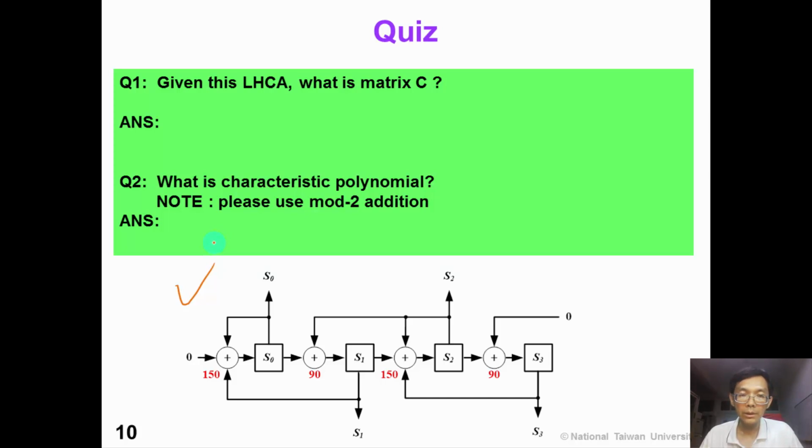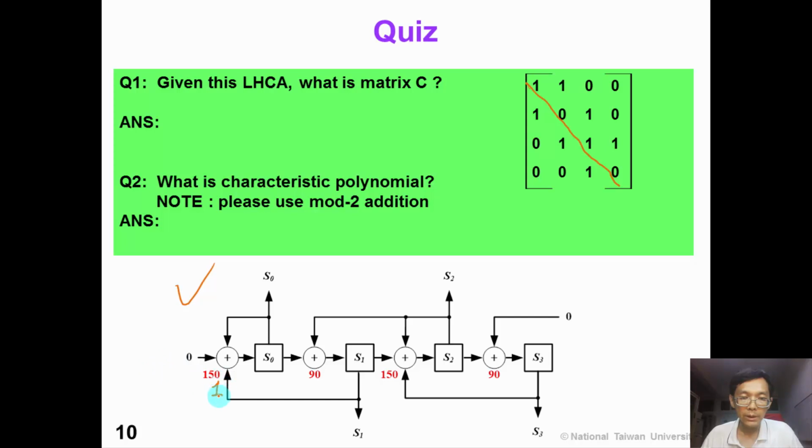Okay, now we are back to the video. Have you done the answer yet? For the first problem, on the diagonal line, we just fill in the feedback point. For a 150 cell, it is 1. For a 90 cell, it's a 0. So we have 1, 0, 1, 0 on this diagonal line. On top of this diagonal line, we have 3 ones. Below this diagonal line, we have 3 ones. The other elements are all 0. So this is the C matrix.